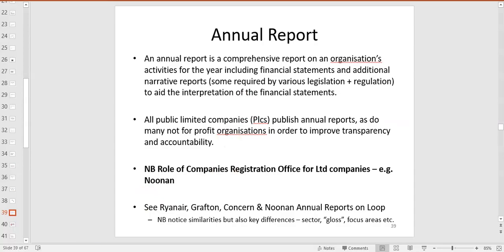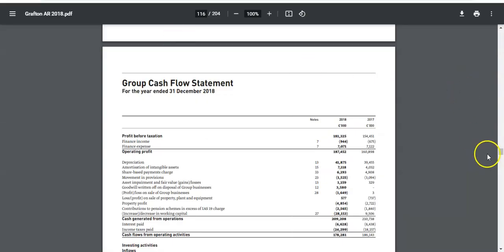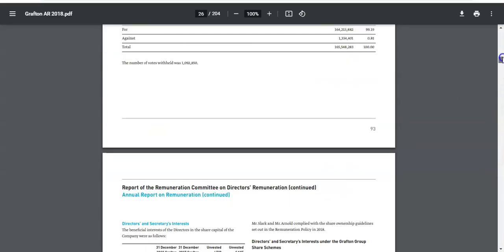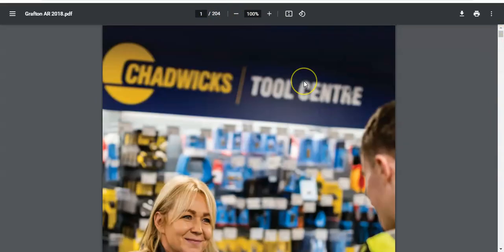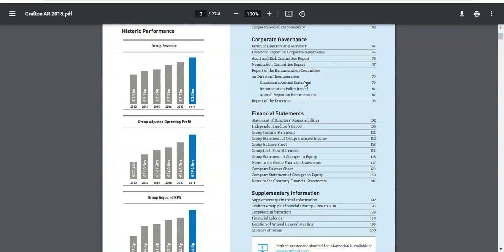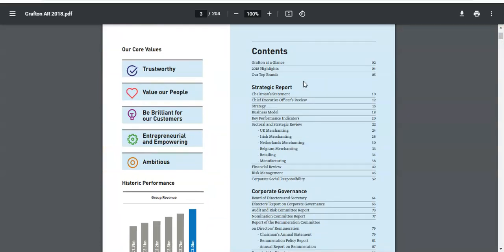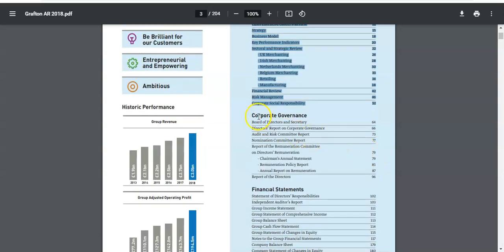So if you look, for example, here, let's just look at the Grafton Group. Look at the front end. Firstly, it's 204 pages of a PDF. But if you come to the front end, you look at, for example, the contents. Typically, this is the structure you'd have in most annual reports for companies. You'll have a strategic overview, so it's an overview of the business. You'll have a letter from the CEO, you'll have a letter from the chairman, just seeing how the company got on in general. Then you have a big section on corporate governance.